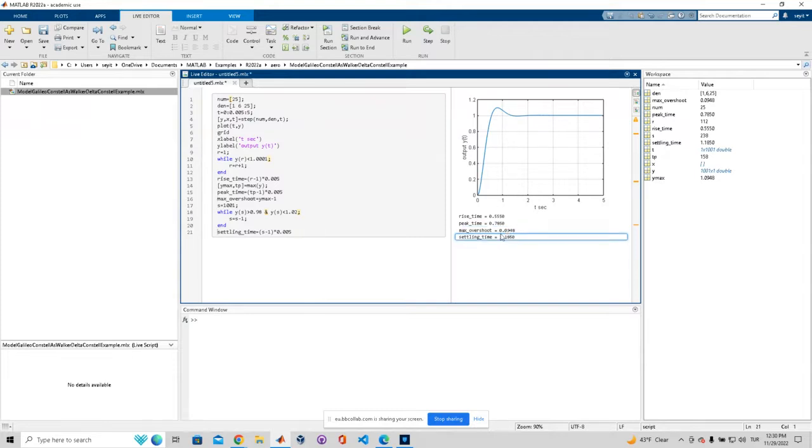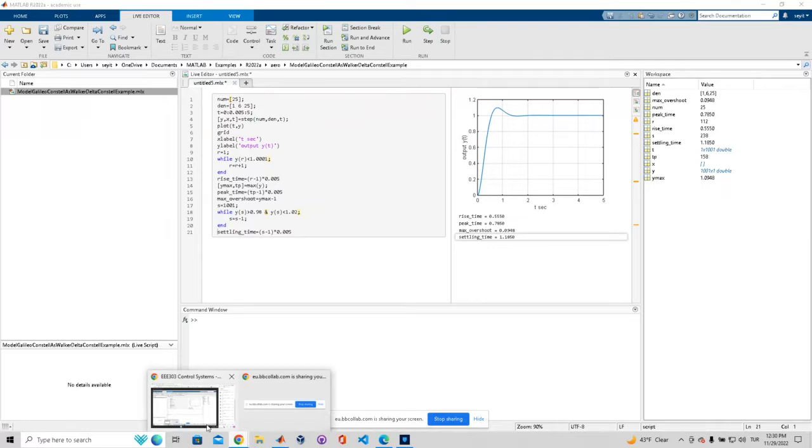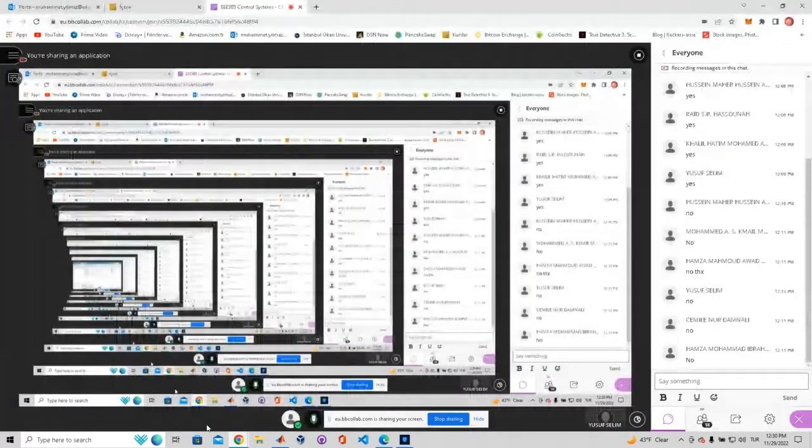And settling time. So we talked about it in the previous lab. You should remember it. Anyone want to explain settling time? You will get a plus for the settling time. Anyone? No Googling. Okay, don't Google it. You have 5 seconds. Okay, no one.